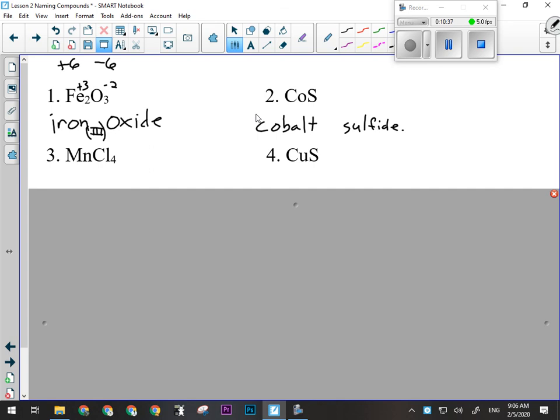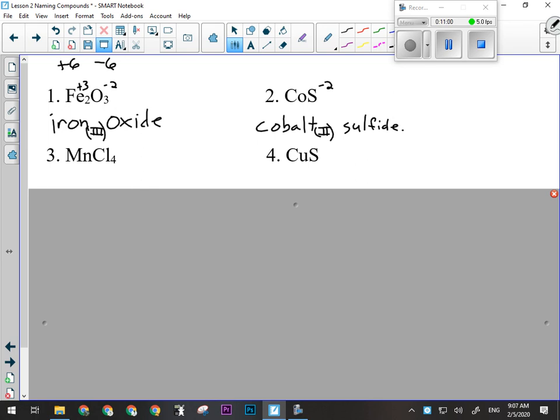Positive 2 or positive 3. Okay, so if I'm looking at my non-metal, sulfur, sulfur is always a -2. So what does cobalt have to be in this one? Positive 2, right? There's only one of each. They have to balance each other exactly. I get to do a lot less math with one like this. Okay, so this is cobalt 2 sulfide.